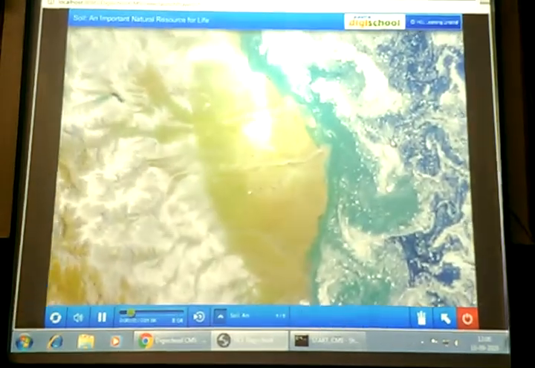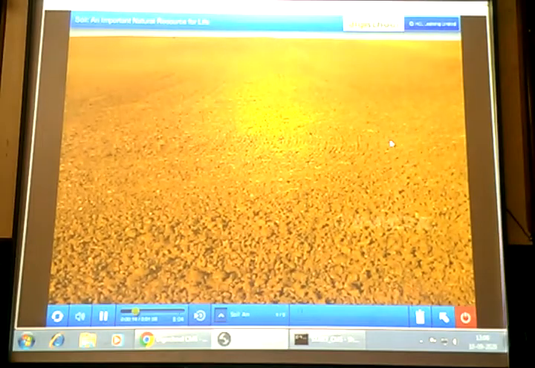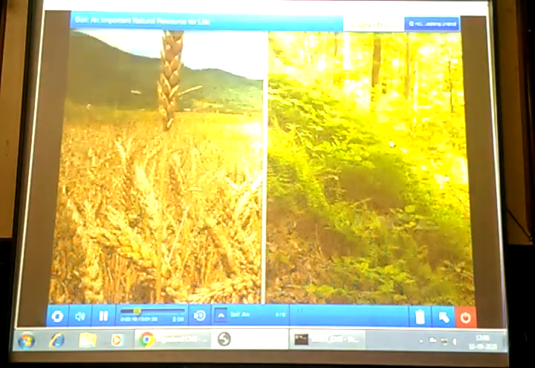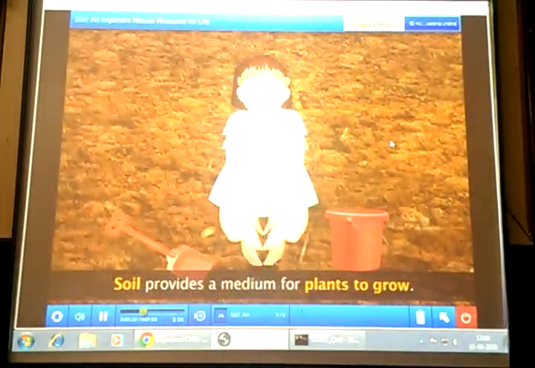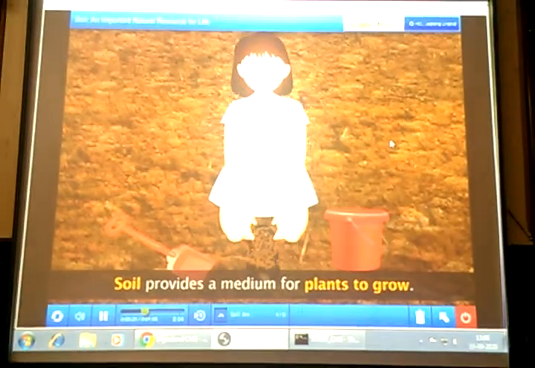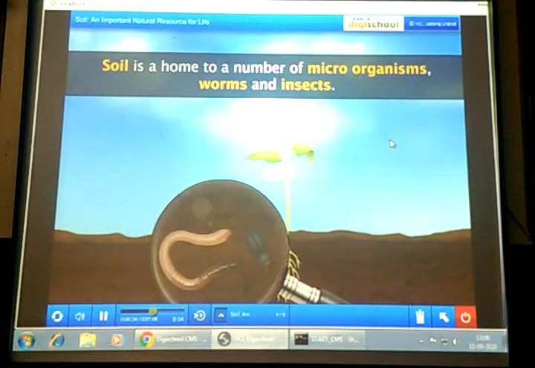The topmost layer of the Earth's surface is covered with soil. It is a very important resource for all living organisms. Soil provides a medium for plants to grow. It is a home to a number of microorganisms, worms, and insects.